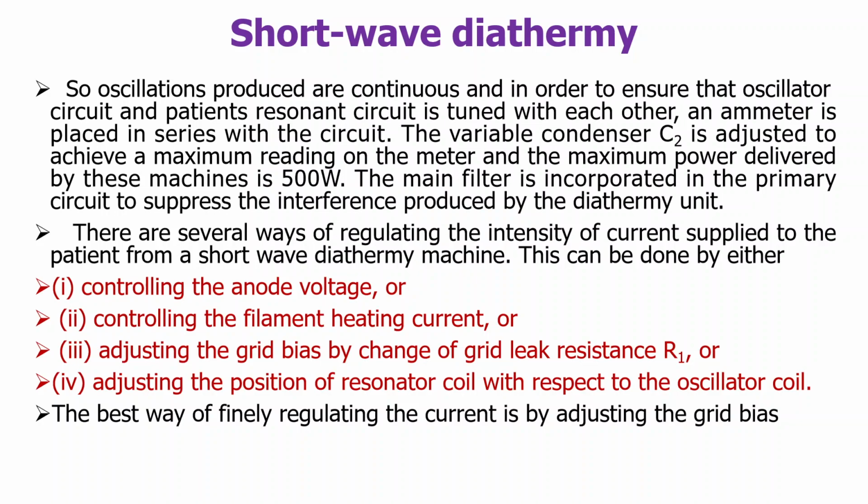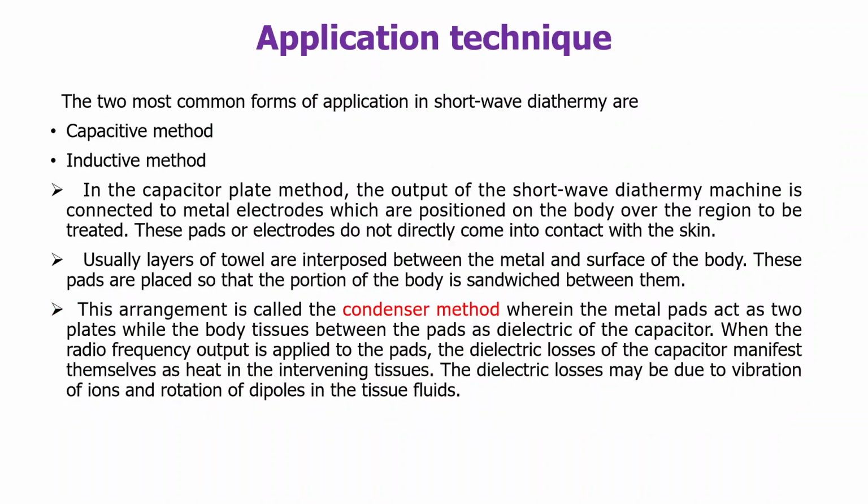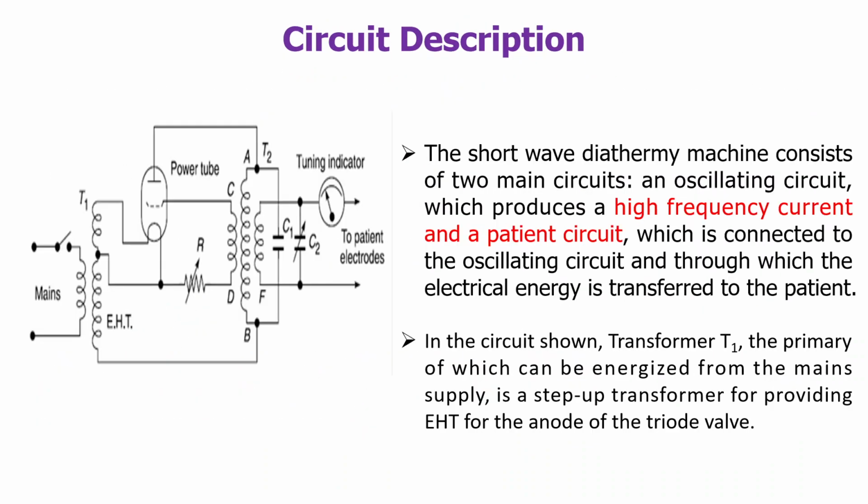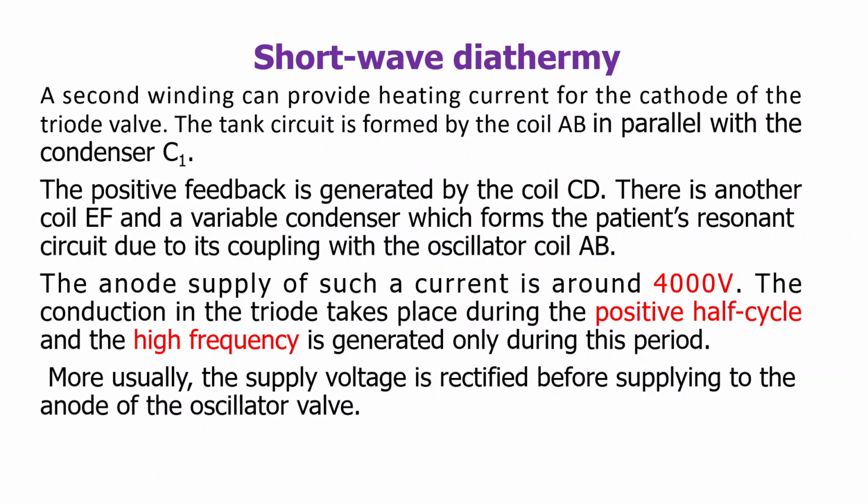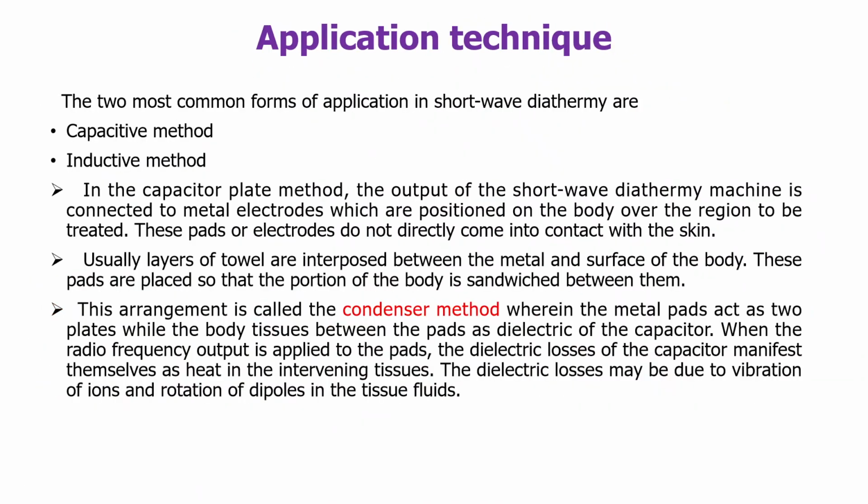And also here they are using mains filters, to suppress the interference produced by the diathermy unit. The diagrams we have seen. So this is the circuit diagram. We are having a transformer and the oscillator. So the output of the circuit is applied to the patients through the electrodes. We are going to apply it.